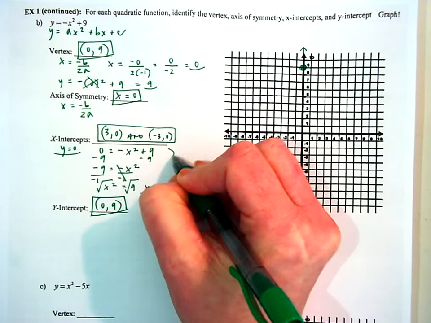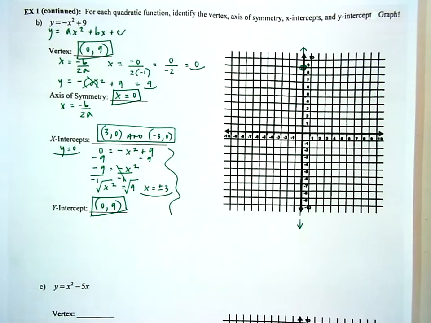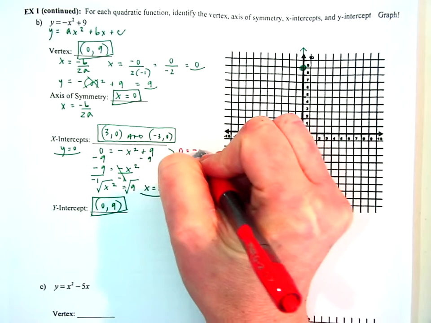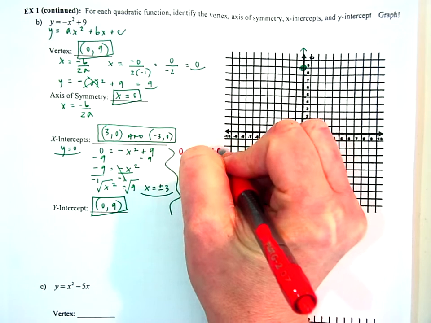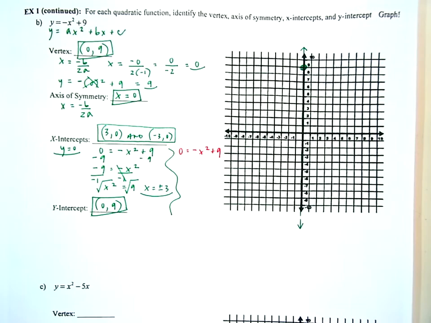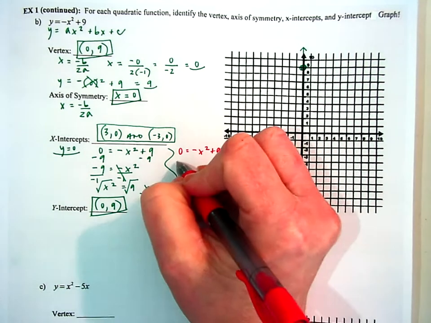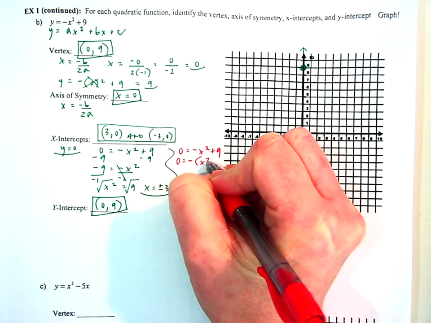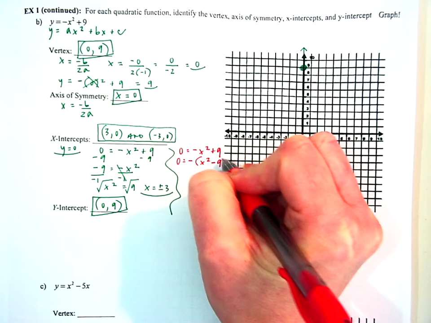Okay, but I want to show you another way that we could have solved this one. I could have solved it by factoring. So 0 equals -x squared plus 9. I could see, oh, there's a -1 out in front. Let's factor that out first. We always treat a -1 in front of the x squared as a GCF. So I'm going to divide out that GCF first. So -1 times x squared minus 9.